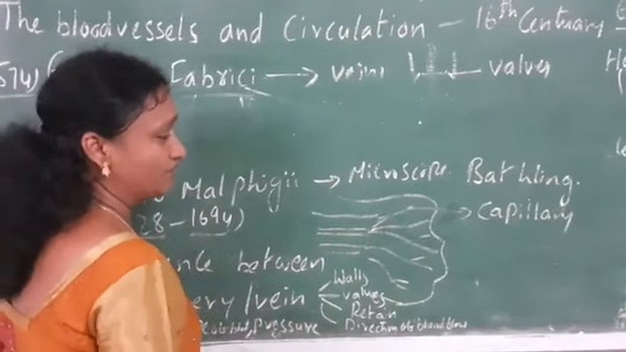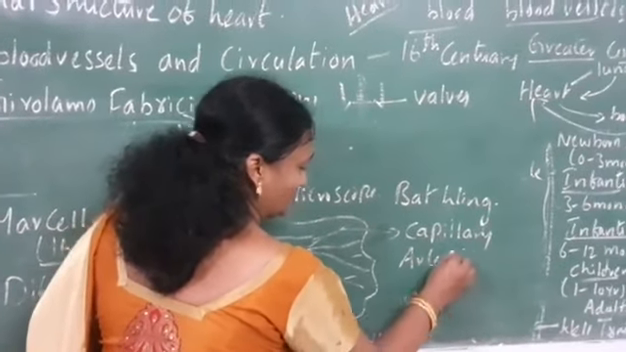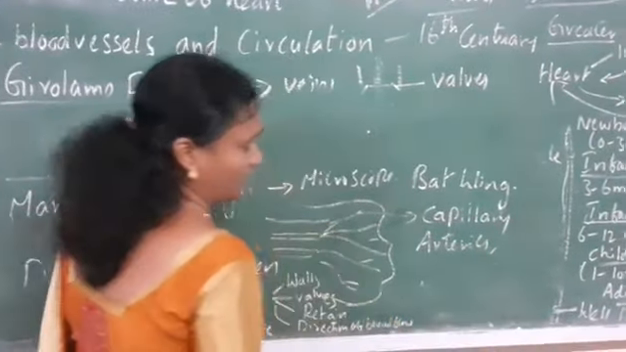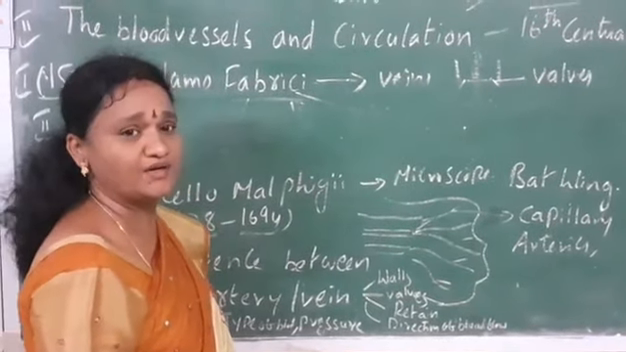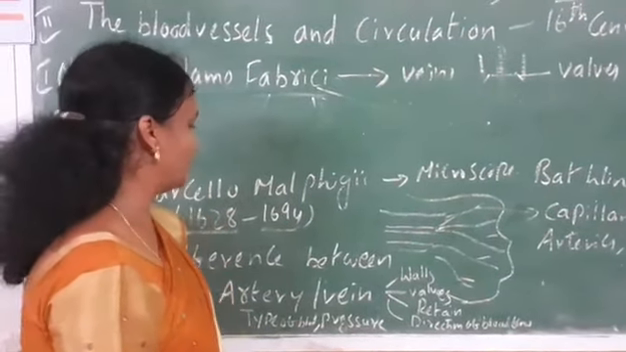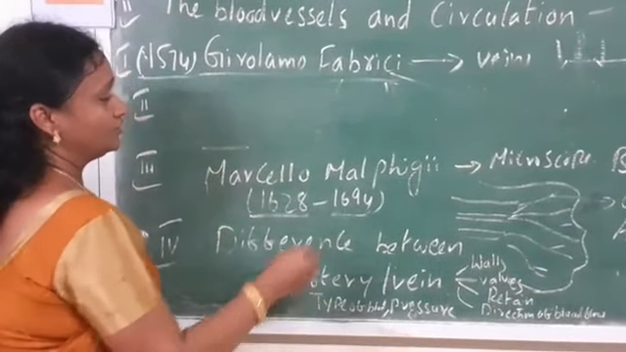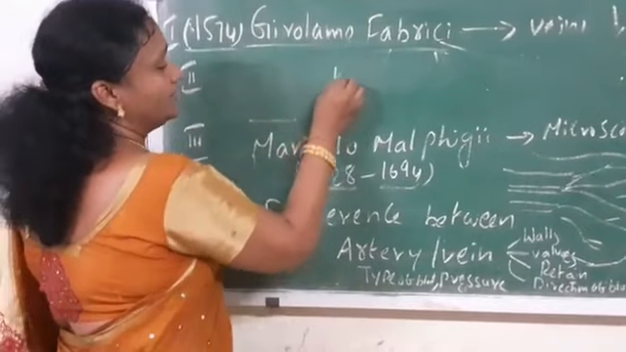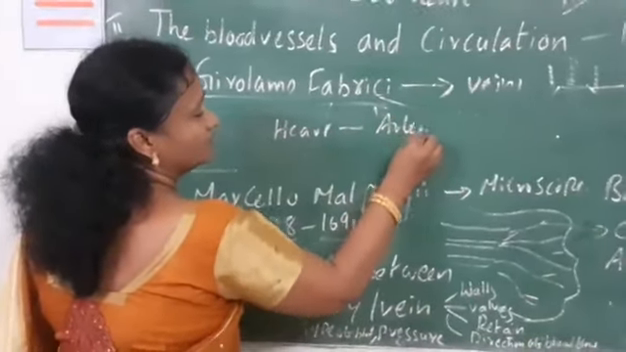And these tiny blood vessels called capillaries connect the arteries and veins. With the discovery of capillaries, the complete circulation of blood can be clearly explained in human beings. That was done by Marcello Malpighi. Because of Malpighi, it is clear that the heart is sending the blood to the arteries.